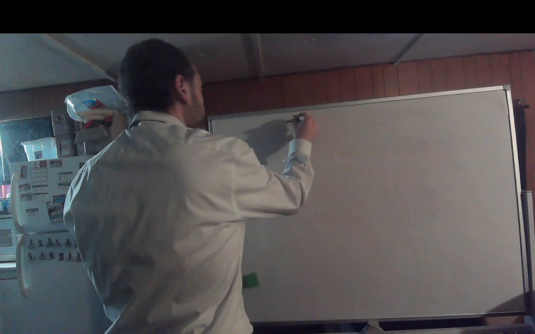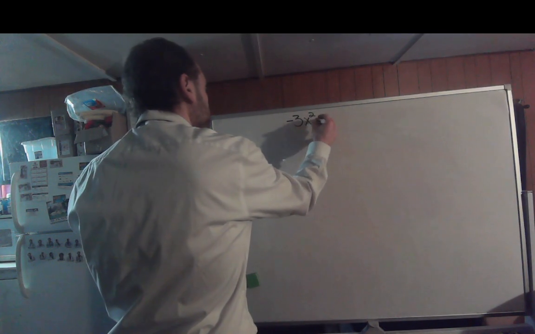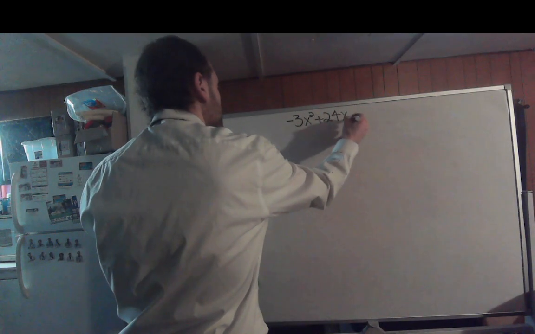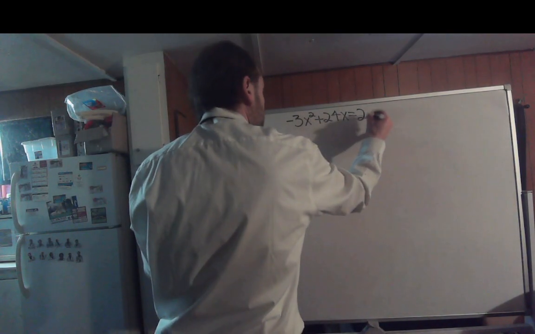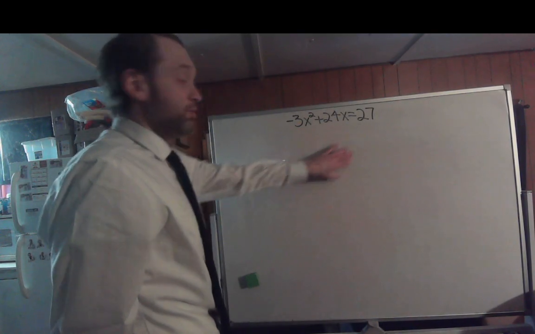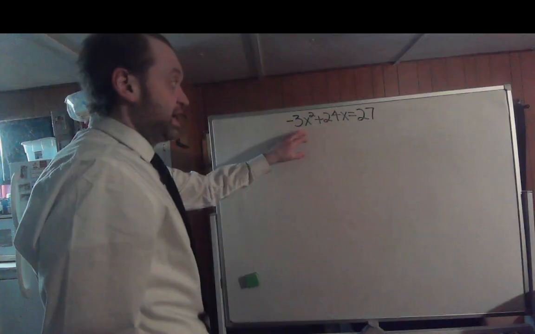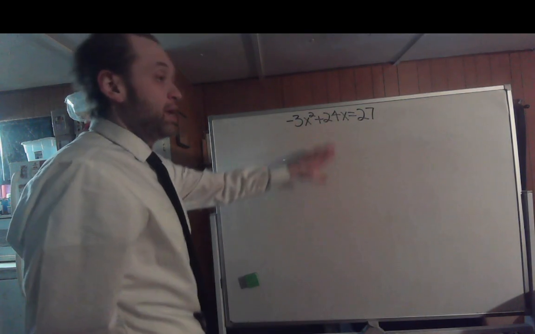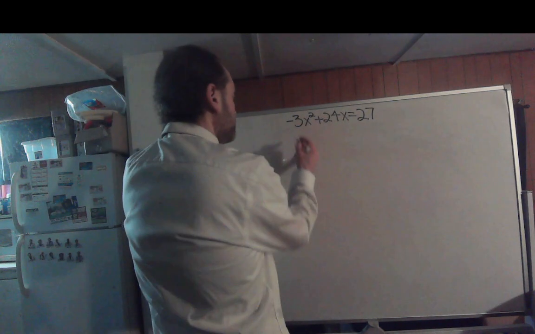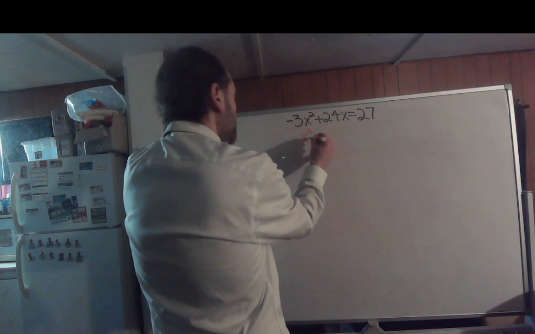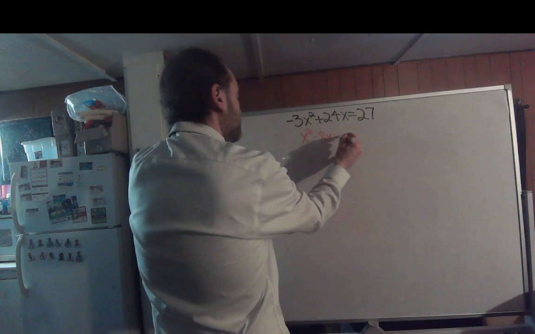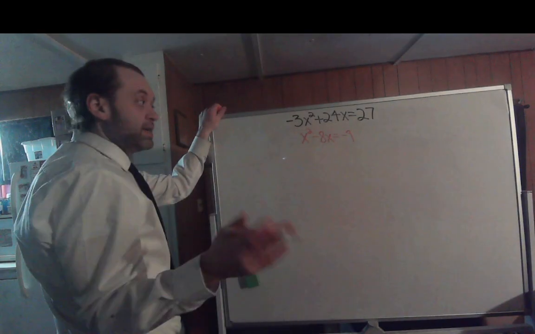We have negative 3x squared plus 24x is going to be equal to positive 27. Well, the coefficient's negative 3 on the x squared term, so we have to divide everything by negative 3. So if we do that, you'll get x squared minus 8x would equal negative 9. Now we can complete the square.